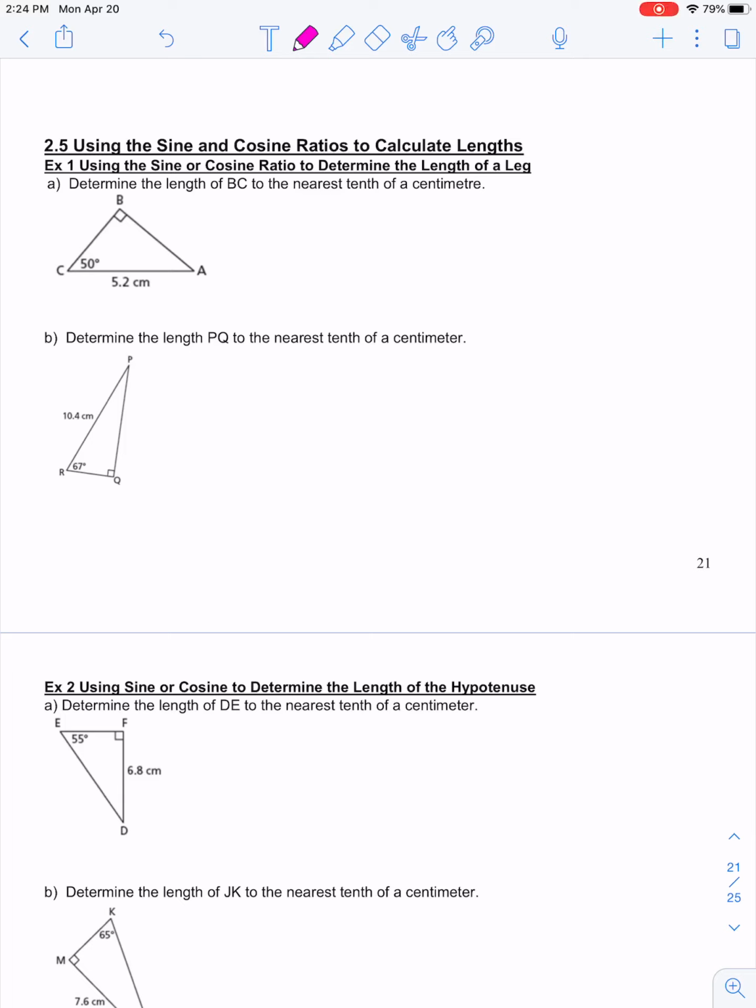Hey, Math 10C, we're going to go through lesson 2.5, using the sine and cosine ratios to calculate lengths. Just a review of last week: sine theta, the sine of my angle, is equal to my opposite side divided by my hypotenuse. And cos theta is equal to my adjacent side divided by my hypotenuse.